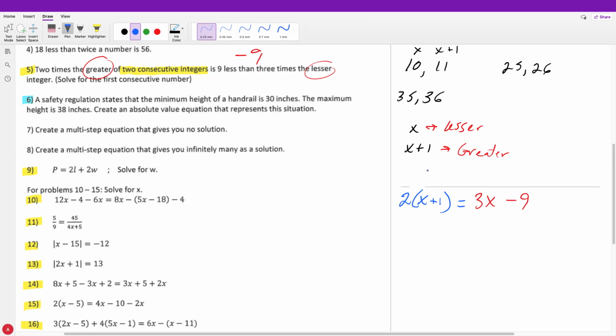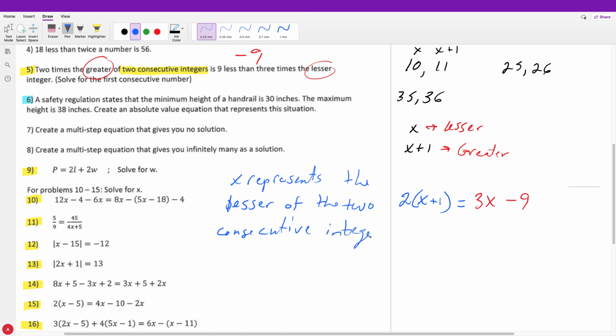And then from here, to define our variable, we will say x, I'm going to write it here, x represents the lesser or the smaller of the 2 consecutive integers. All right, so now let's go ahead and solve.